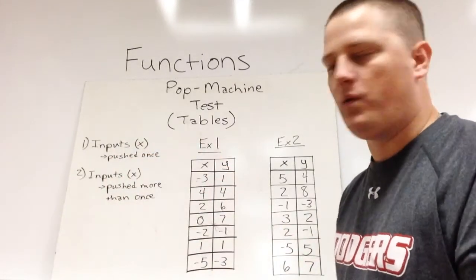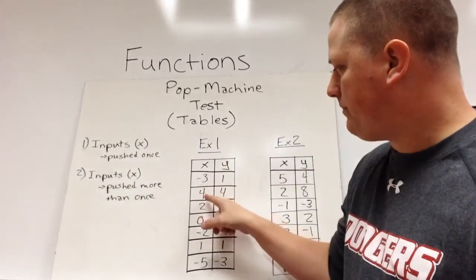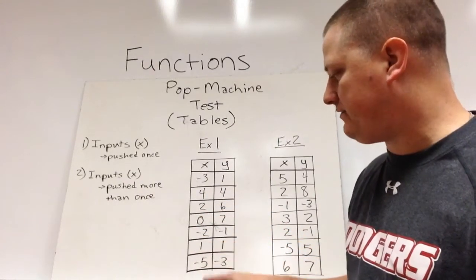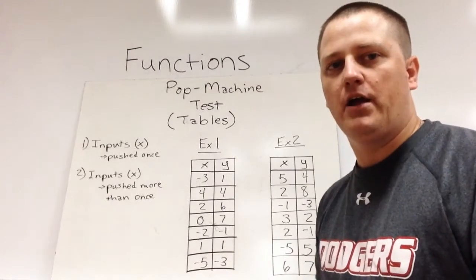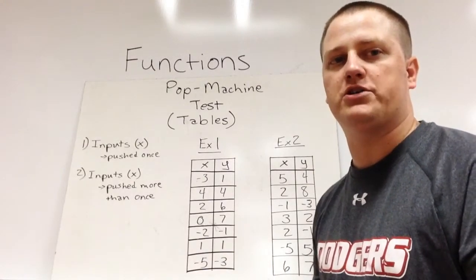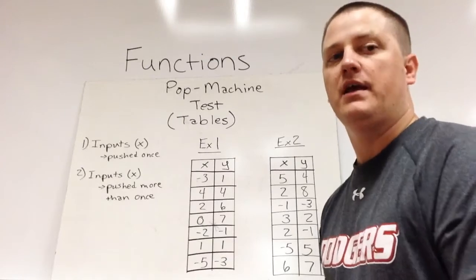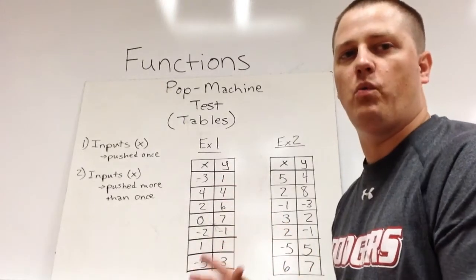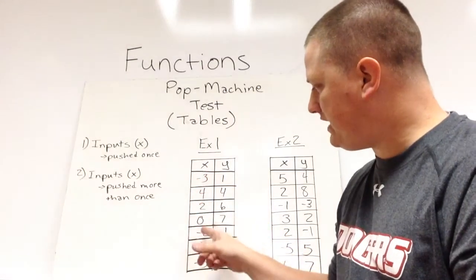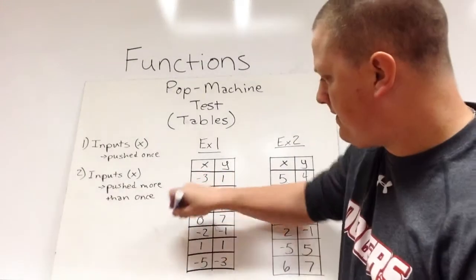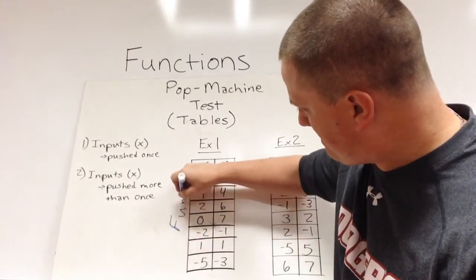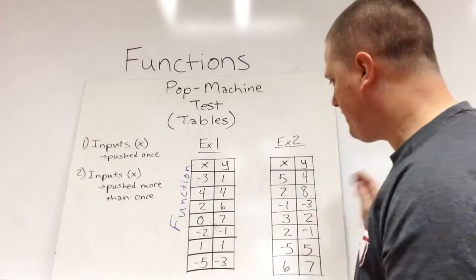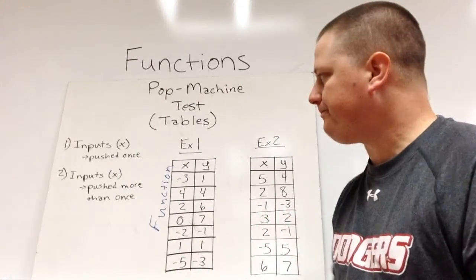Inputs X pushed once. So let's look at example 1. We pushed -3, we pushed 4, we pushed 2, we pushed 0, we pushed -2, we pushed +1, and we pushed -5. Notice none of the inputs are pushed more than once. Each one is pushed once. Since each one is only pushed once, that means each one can only give one answer. So because we pushed each number only once, that's a function.